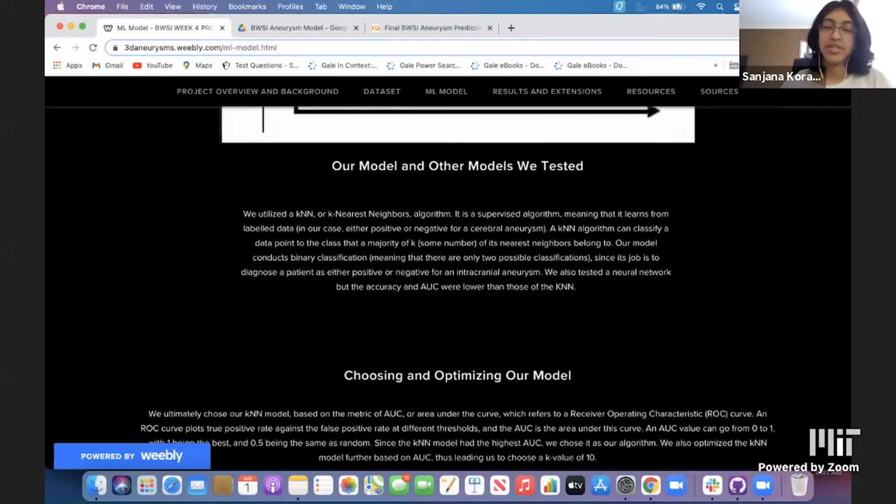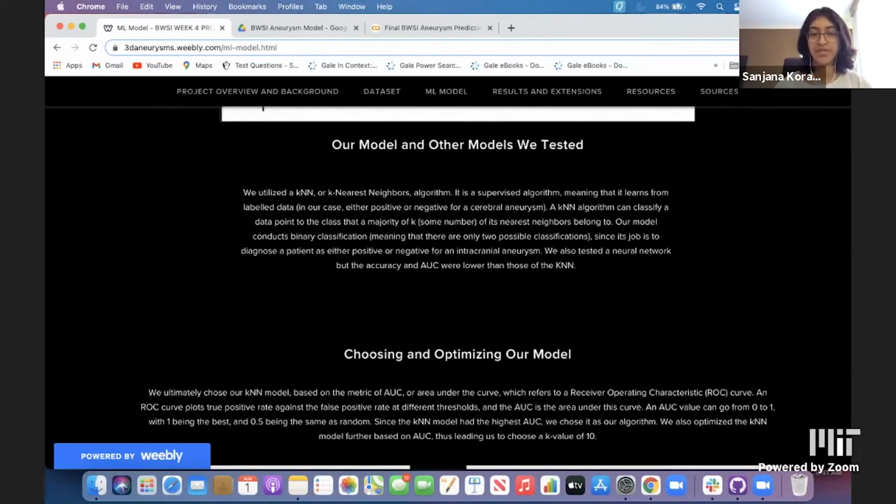I'm Sanjana, and I'll be telling you about the model that we used to train our data. So before I talk about the final model, I'll tell you about the different models that we tested. So we tested a k-nearest neighbors algorithm, SVM, and also a neural network.